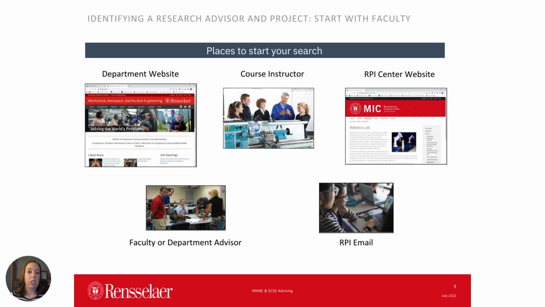We have some centers. So within Maine, if you go to the maine.rpi.edu website, we have some research centers. So you can go there and see who's involved in those research centers. Those are based on specific areas within Maine. You can also ask your faculty or your department advisor if you have a specific area of interest and you're not sure who is working in that. We can help you find that person or those people.